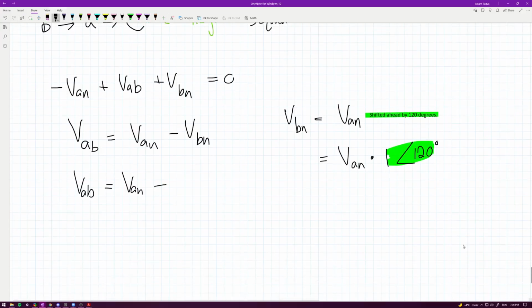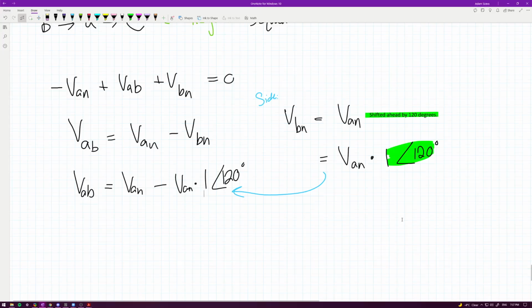Now I can substitute that into the equation. As a side note, VBN is VAN times 1 at an angle of 120 degrees. Times 1 because I don't want to change the length of the vector, I just want to rotate it. Sometimes you'll see this written as just VAN at an angle 120, but I don't like that, it doesn't really make sense to me. So I want to multiply it by 1 at an angle of 120.